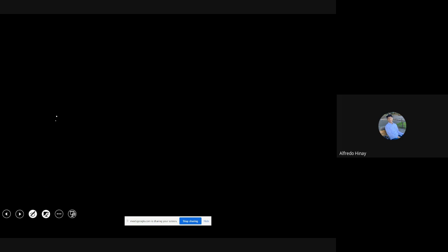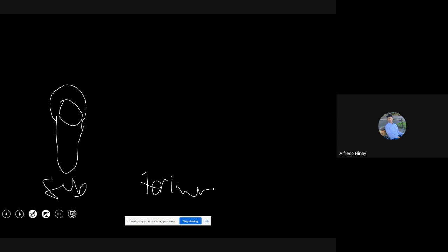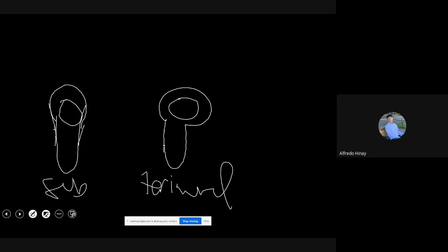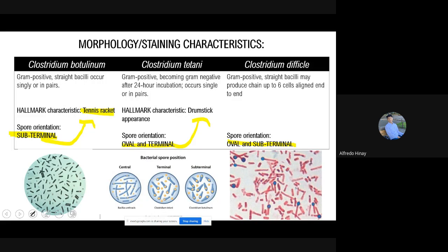Diba? So you have your spore here, subterminal. Yan. Tapos pag terminal naman class, is nasa end talaga siya. Yan. Yung itsura niya. Okay? Yung neck kasi na part, pag subterminal, is pa-side, pag ganun. Pag terminal talaga is on the, pabilog talaga siya at the end. Kaya nagkakaroon tayo ng drumstick appearance.